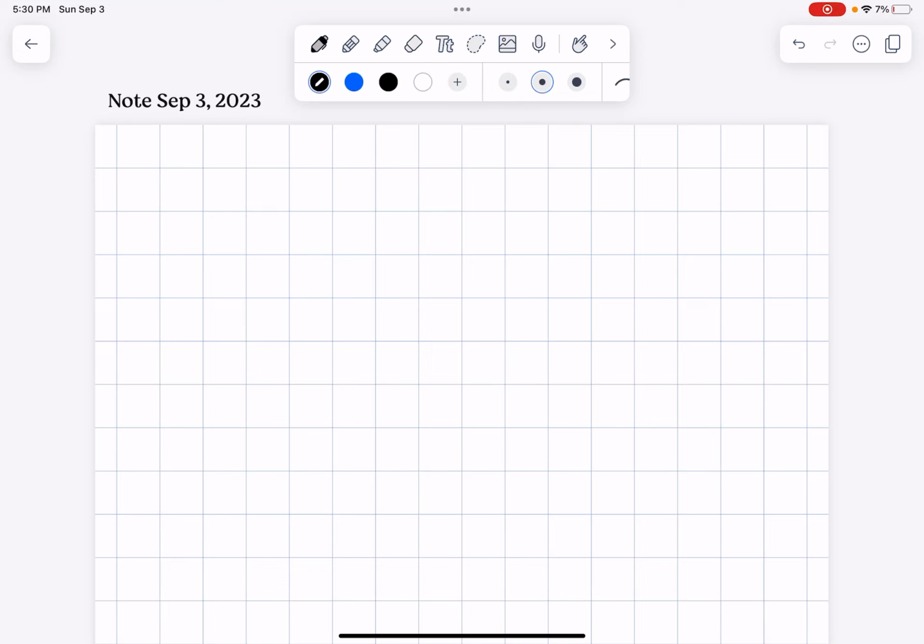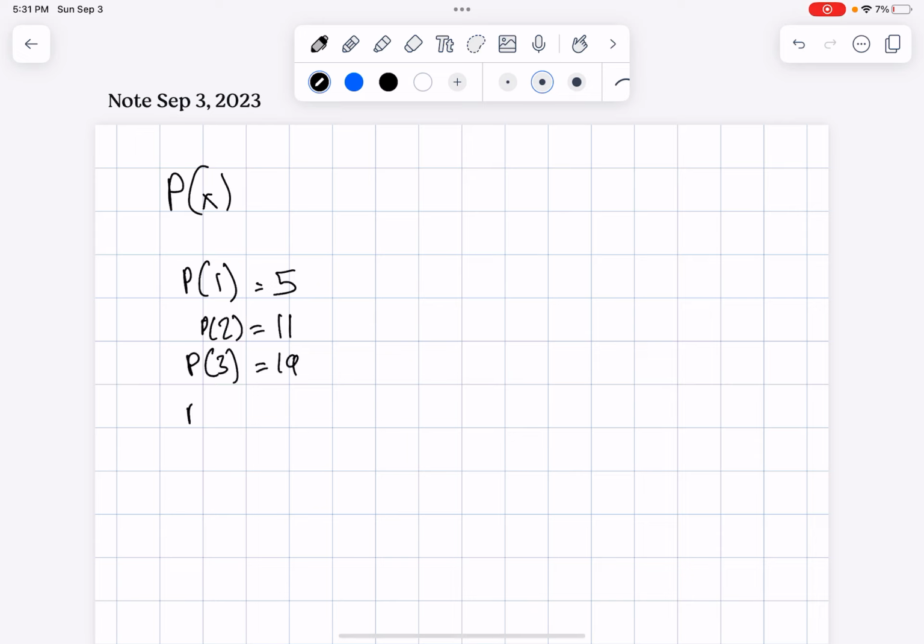So let's say you had a quadratic polynomial p of x, and you were given that p of 1 is equal to 5, p of 2 is equal to 11, and p of 3 is equal to 19. And you were asked to find p of 4. In this case, most people would recognize that p of x is a quadratic, and that p of x is equal to ax squared plus bx plus c.